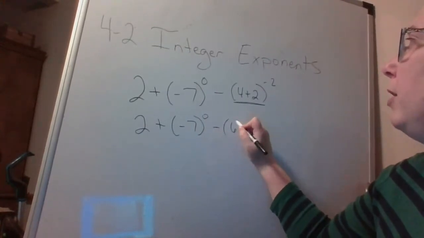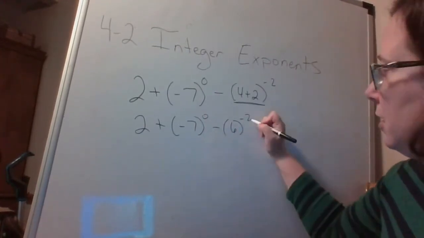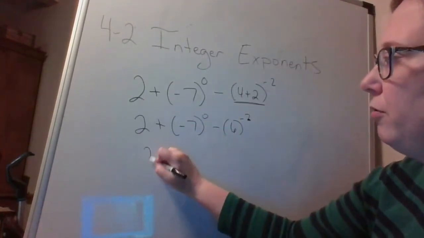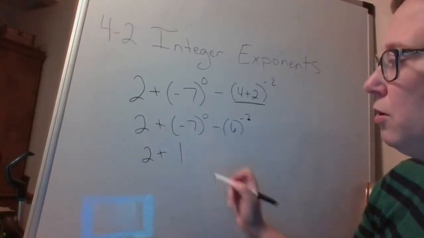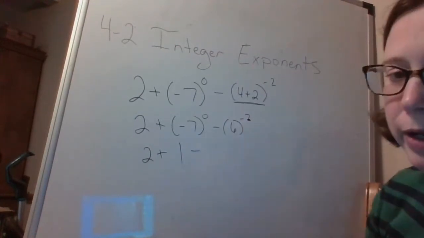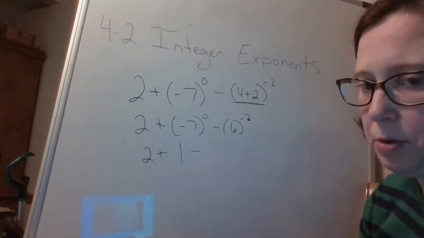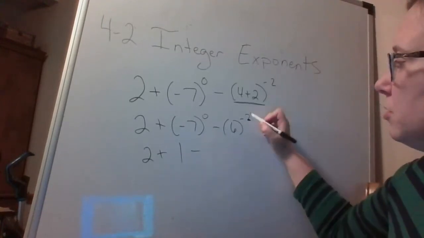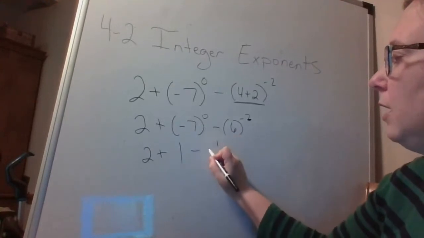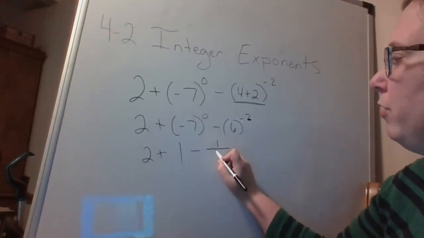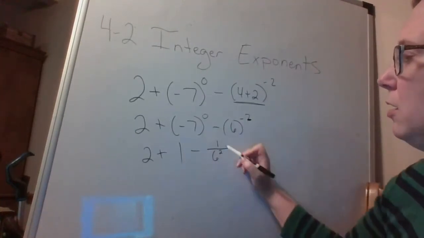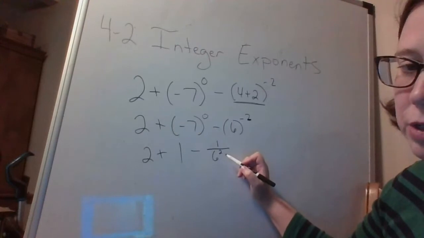And that will simplify to this. The next thing we do is exponents. So we can go ahead and take care of negative 7 to the power of 0, which is 1. And then we have 6 to a negative exponent. So those negative exponents are going to need to be taken care of by making it 1 over, and then exactly what's there without that negative. So this becomes 1 over 6 squared.